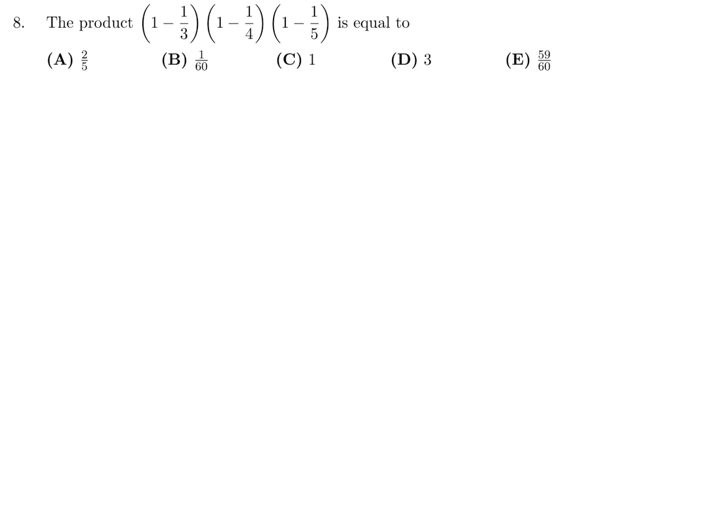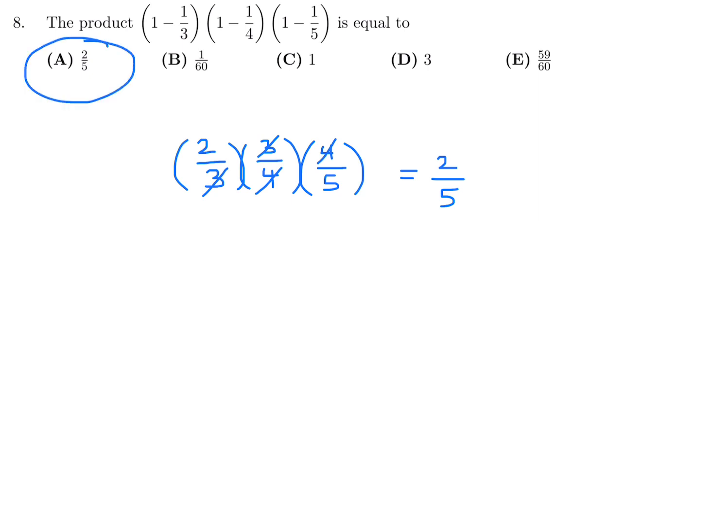The product is equal to, well, 1 minus a third is 2/3, 1 minus a quarter is 3/4, and 1 minus a fifth is 4/5. And the good news here is that since this is a product, this cancels with that, and that cancels with that. So very quickly, you get just 2 over 5. Number 8 is 2 over 5, which is choice A.